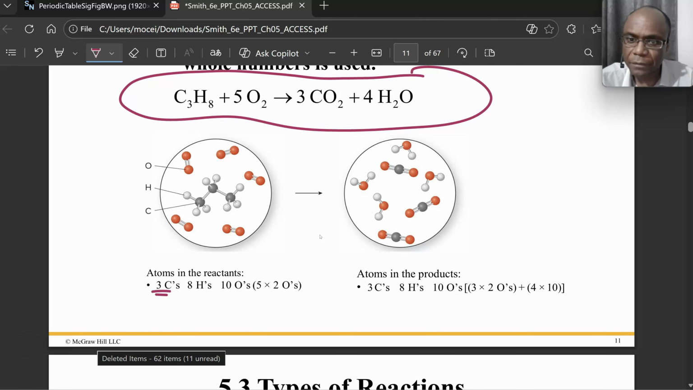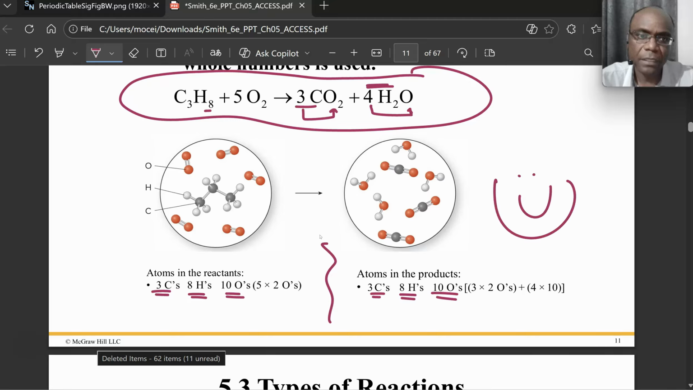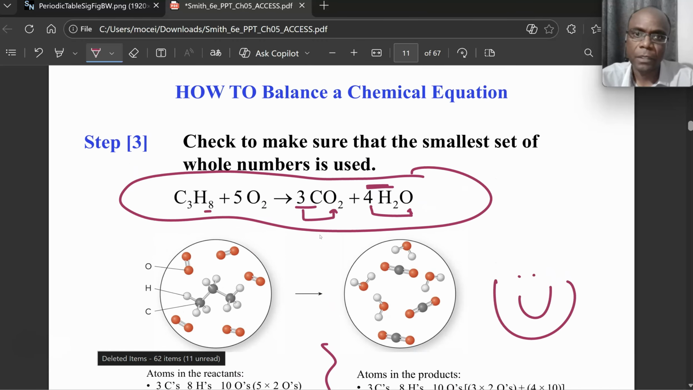On the left side you have 3 carbons, 8 hydrogens, 10 oxygens. On the right we have 3 carbons still, 6 oxygens plus 4 oxygens gives you 10 oxygens, and 4 times 2 hydrogens gives you 8 hydrogens. So everyone is balanced, big, happy smile.